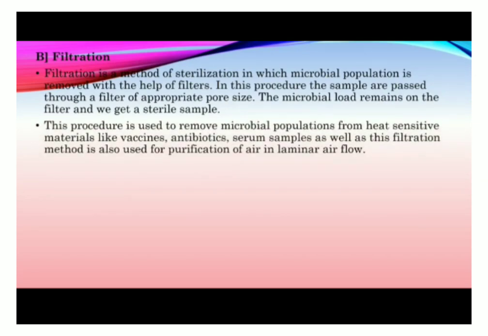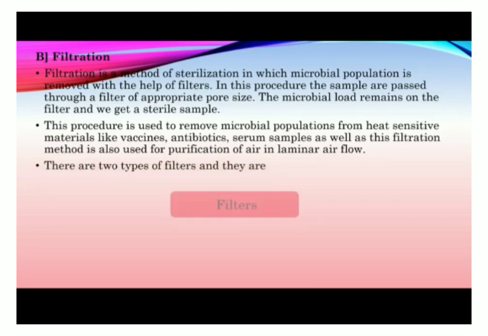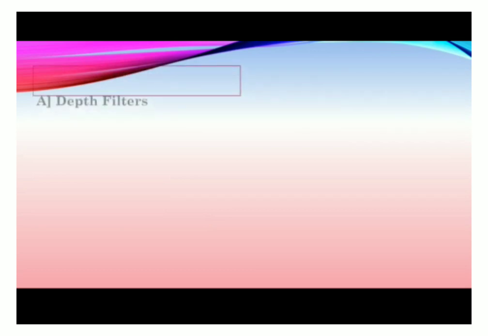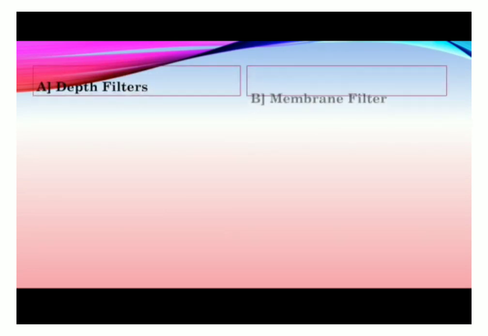This procedure is used to remove microbial populations from heat sensitive materials like vaccine, antibiotics, serum samples, as well as this filtration method is also used for purification of air in laminar air flow. So this method is used especially for heat sensitive materials, and this method is also used in laminar airflow chamber. Now there are two types of filters. Now first one is depth filter and the second one is membrane filter. Now let's see these filters in detail. The first one is depth filter and second one is membrane filter.